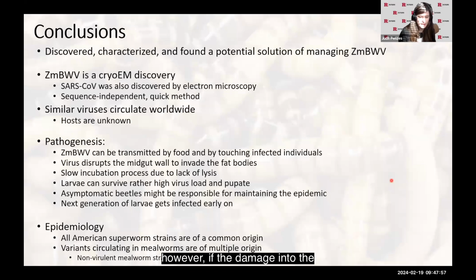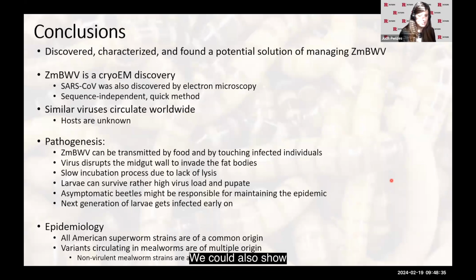However, if the damage to the midgut wall and the virus titers don't reach this critical high point, then the animals actually survive, manage to pupate and complete this life cycle, and then reproduce, and their offspring carries this virus forward. So we can probably assume that this pandemic is kept alive by these asymptomatic individuals that keep on reproducing.